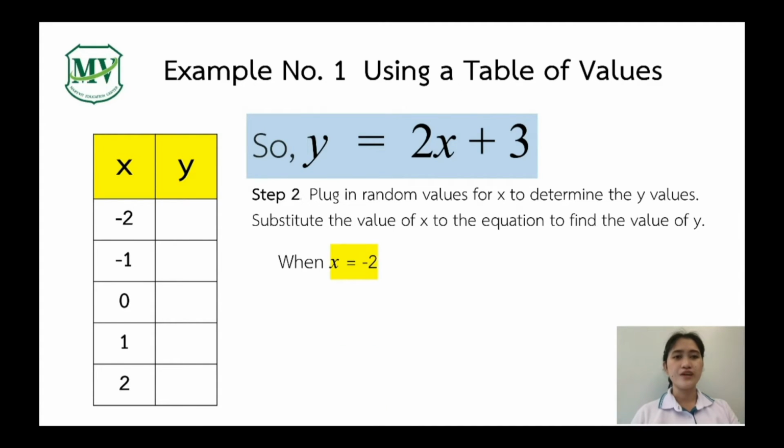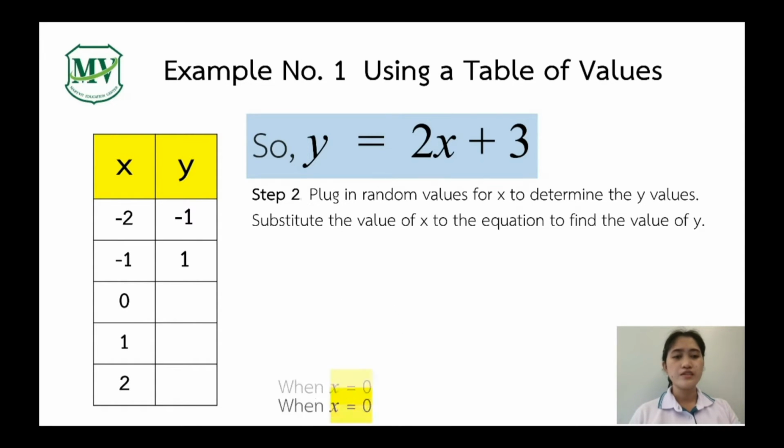Let's try to substitute the value of x. When x equals -2, 2 times -2 equals -4. -4 plus 3 equals -1. This -1 will be written in our table of values. Therefore, if x is equal to -2, y equals -1. Next, when x is equal to -1, 2 times -1 plus 3 equals -2 plus 3 equals 1. Write in your table of values.